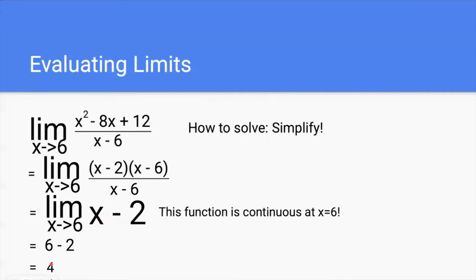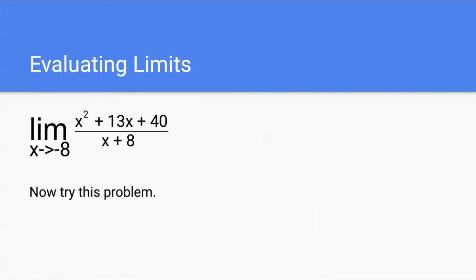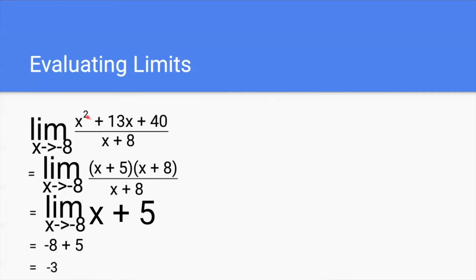Now you can plug in 6 for x, and you'll get that the answer is 4. So knowing this process, I encourage you to pause and try this problem by yourself and keep watching the video. All right, so the answer is you first simplify by factoring the numerator to x plus 5 times x plus 8, and then you cancel these two out, and now you get x plus 5, and you can plug in negative 8 for x, and the answer is negative 3.